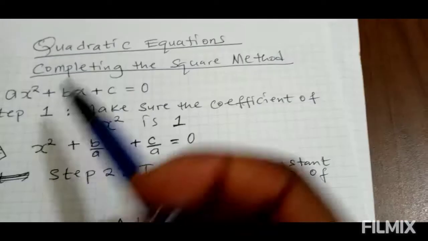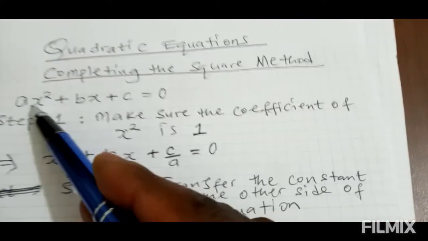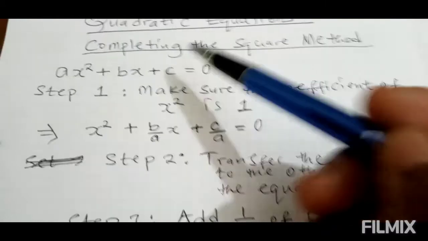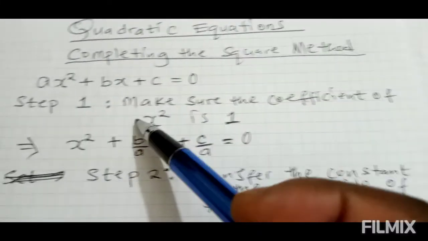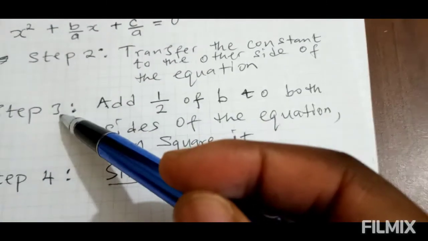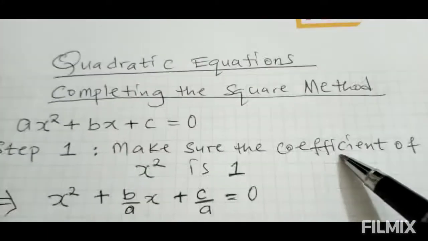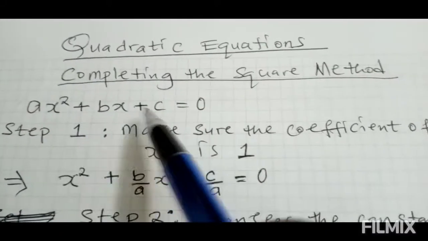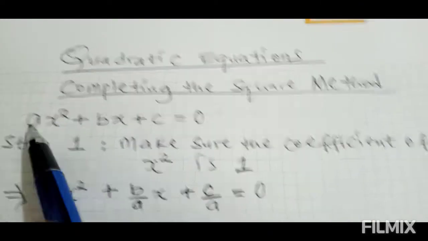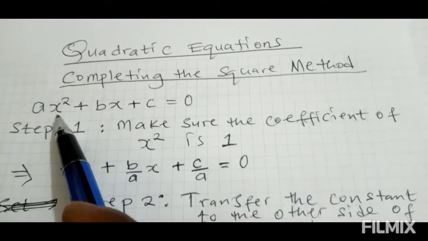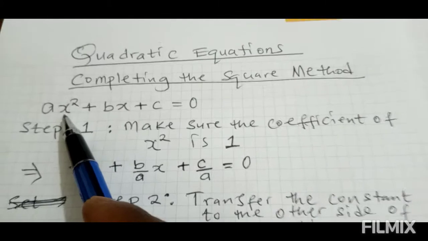So again, we have the quadratic equation ax squared plus bx plus c is equal to 0. Then we have 4 steps. Step 1, step 2, step 3, and step 4. Step 1, make sure that the coefficient of x squared is 1. First of all, you have to check the equation and see that a is equal to 1. That's the first step.